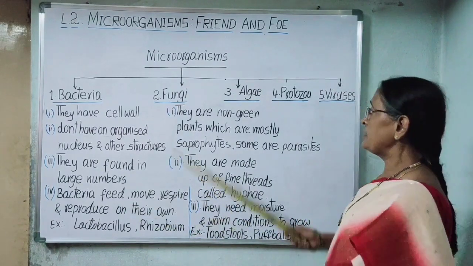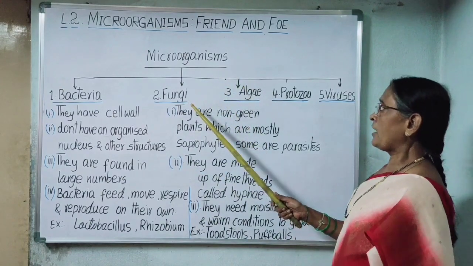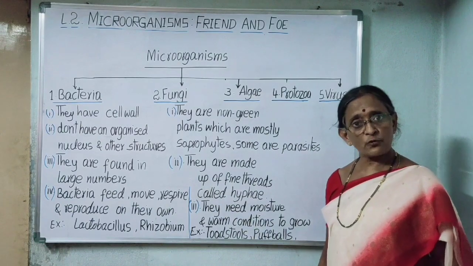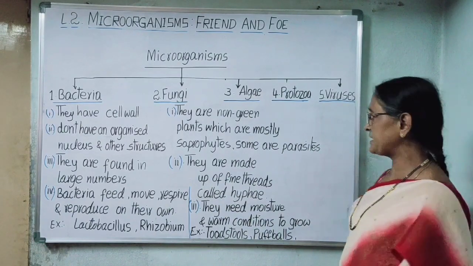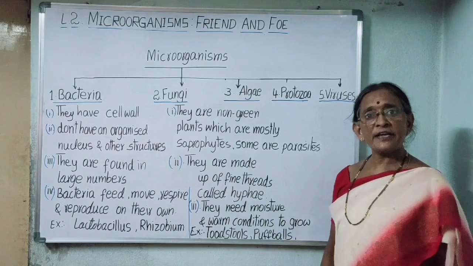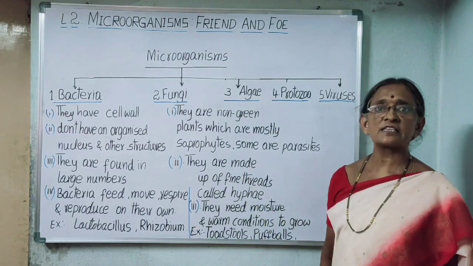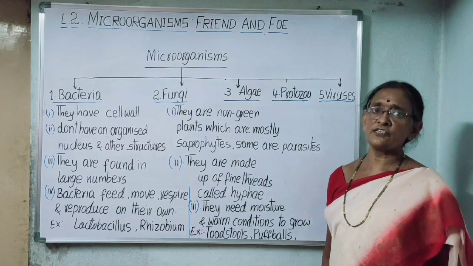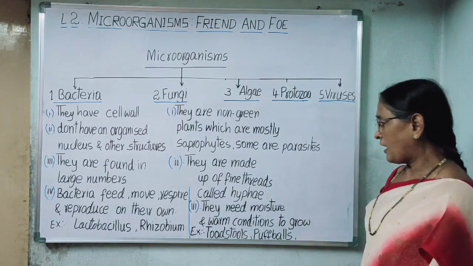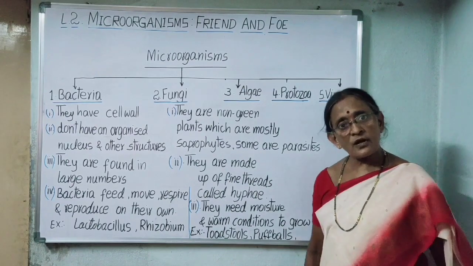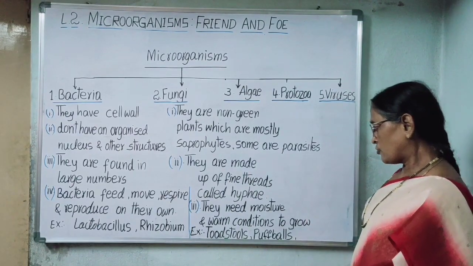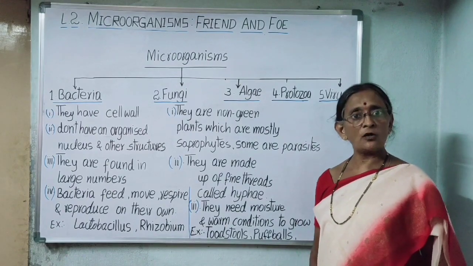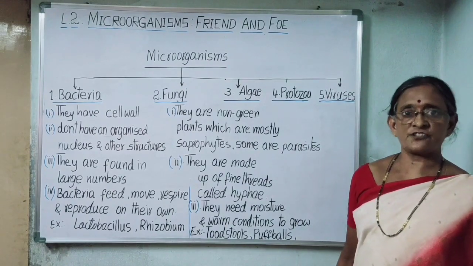Let us learn fungi. Fungi are non-green plants which are mostly saprophytes and some are parasites. They are made up of fine thread-like structures called hyphae and they need moisture and warm conditions to grow. Examples for fungi are toadstools, puffballs, mushrooms, molds and yeast.